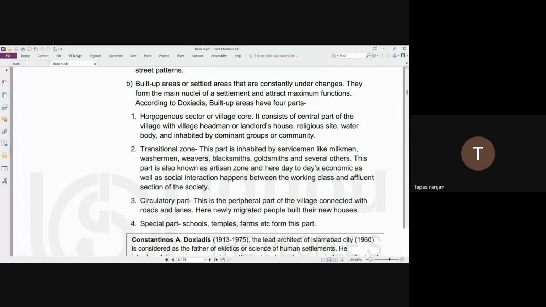The first part is the homogeneous sector or village core. We'll be discussing the concentric core model of Burgess, in which he explained different structures of urban morphology and different structures of rural morphology. If you look into the village core, it will be inhabited by the headman and all the important people. They will be living at the center of any village.